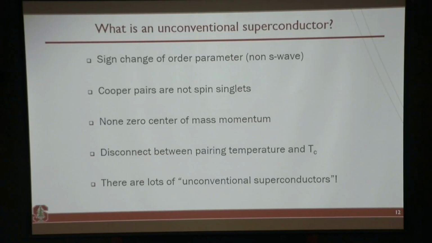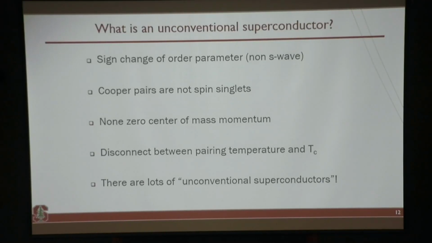Now, we know we have an unconventional superconductor. So you can ask, what is an unconventional superconductor? There are many criteria. You can have a sign change. The Cooper pair is not a spin singlet. You have non-zero center of mass momentum. And there's also a disconnect between pairing temperature and TC. So if you put all these together, there are actually a lot of unconventional superconductors.